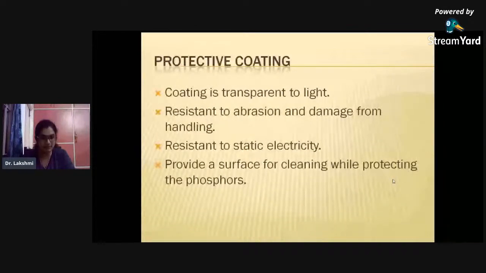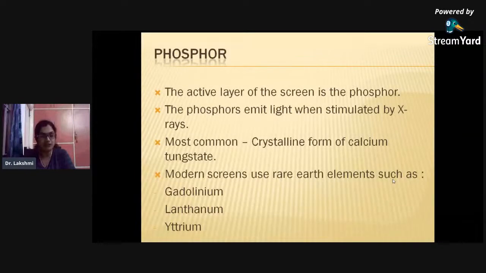Surface is the phosphor. The common form which was used was the crystalline form of calcium tungstate. But modern screens use rare earth elements.